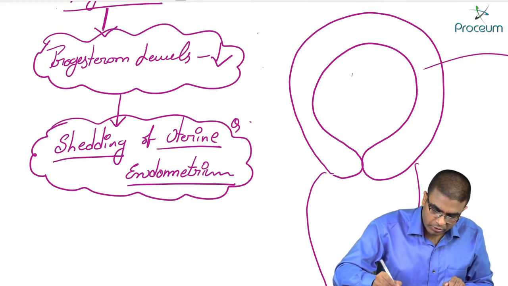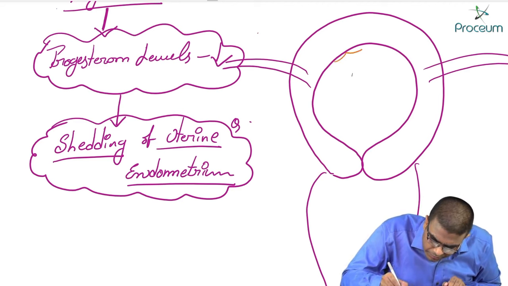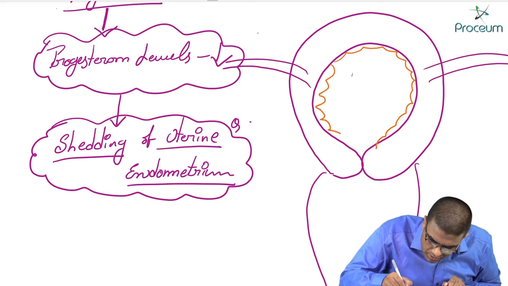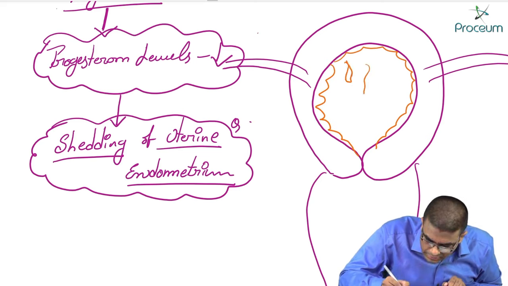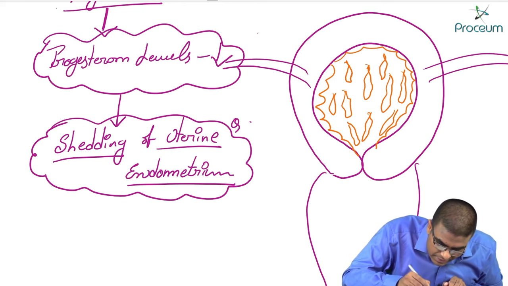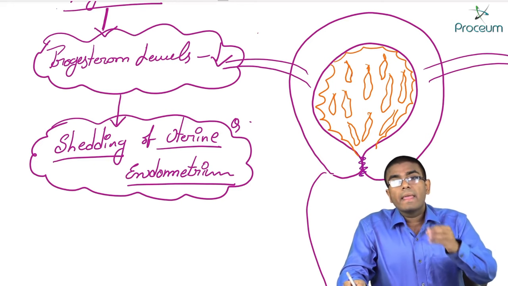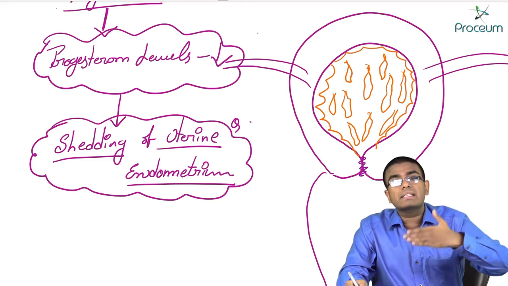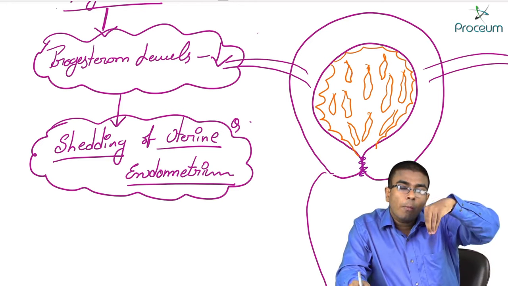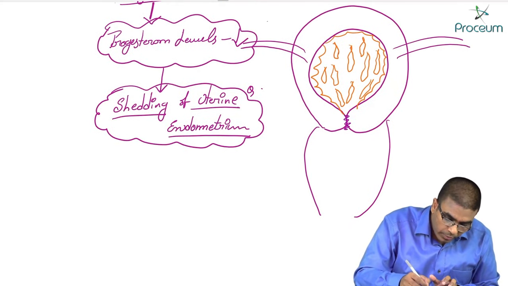See, this is the uterus. Here you have the fallopian tubes. Now here is the endometrium. I am talking about the secretory endometrium. Because of this progesterone withdrawal, the secretory endometrium will be detached from the uterine wall and shed. It is shedding, but it's not getting expelled. Why? Because here the cervix is closed. If you want to expel these contents, you need to open the cervix. It's a very, very important point to remember.